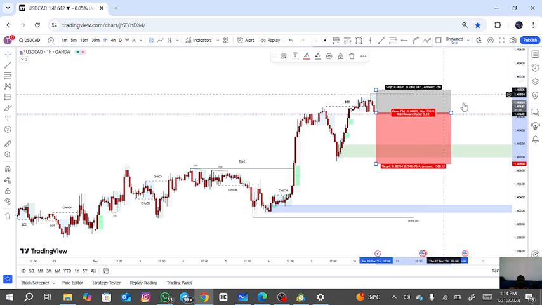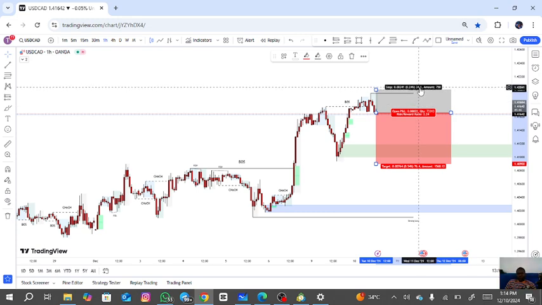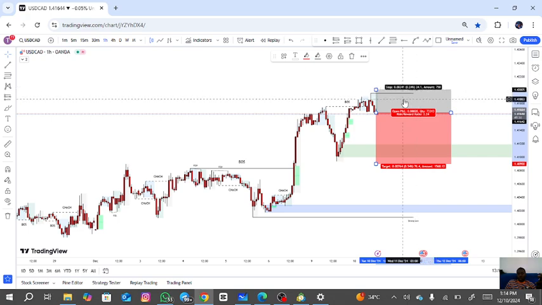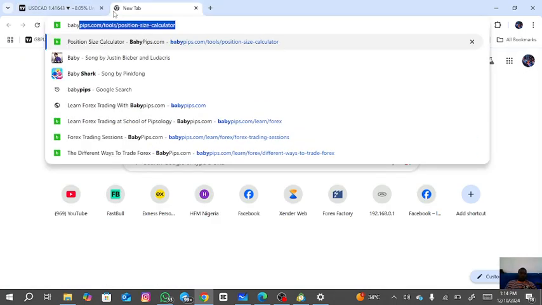This is how to know your pips. Once you look above here, you see the pips, the figure right here. So that's how you know how much stop loss you are risking on a particular trade. Your stop loss is 34 pips. How do you calculate your lot size from your stop loss? I have two methods. One of them is simple. In fact, both are simple.